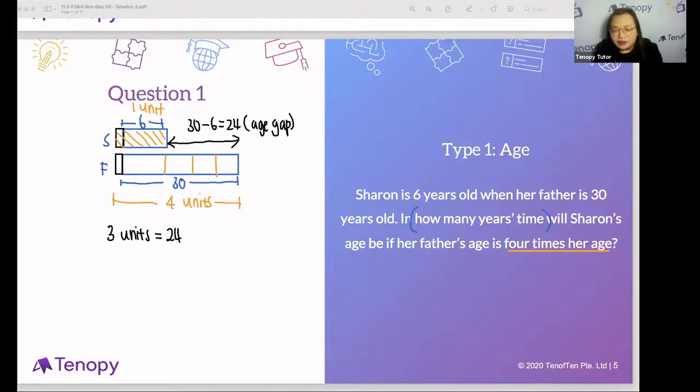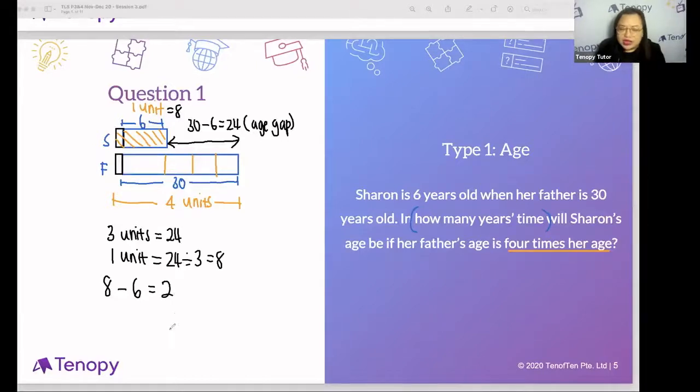Okay, so if you take a look at the difference, the 3 units stand for 24. So 1 unit will be 24 divided by 3. Yes, and you can get 8. So it means that 1 unit is 8. So you can compare either the father or Sharon, it gives you the same answer. So I'm just going to look at Sharon. If Sharon is now 6 years old and some number of years later she became 8 years old, the difference will be 8 minus 6. Yes, that becomes 2. So the answer will be 2 years' time.